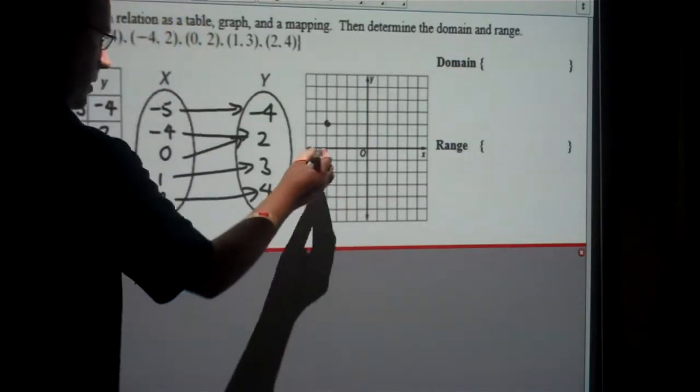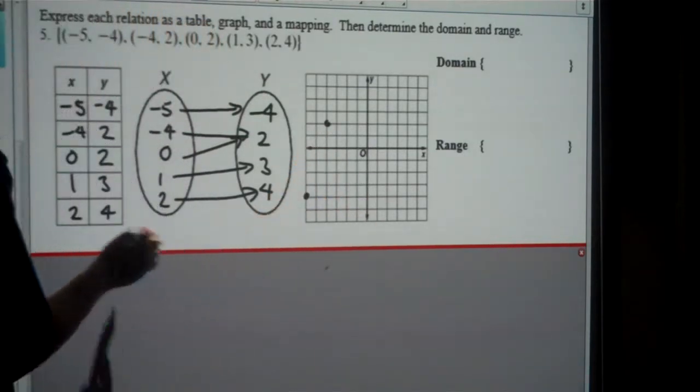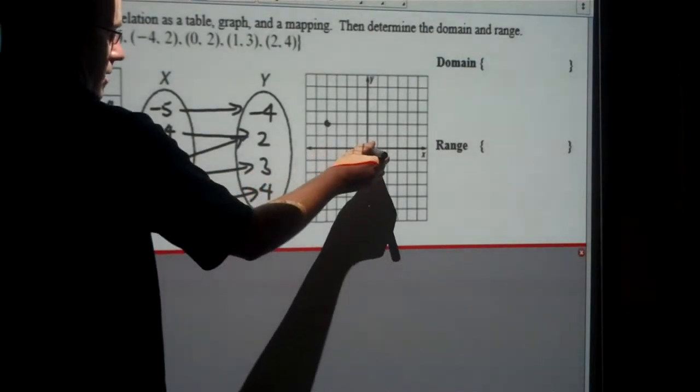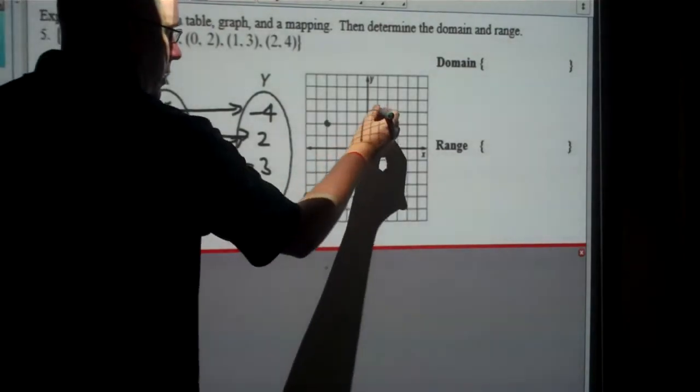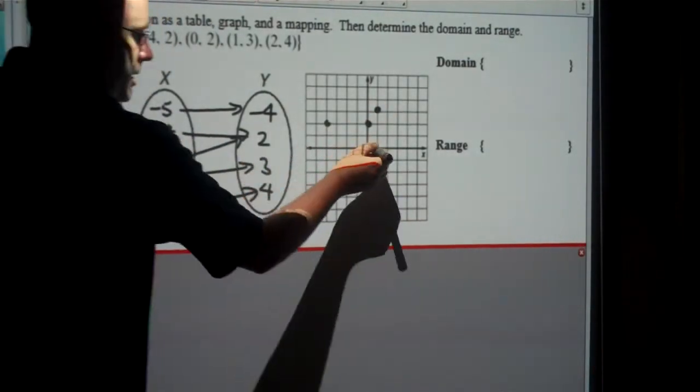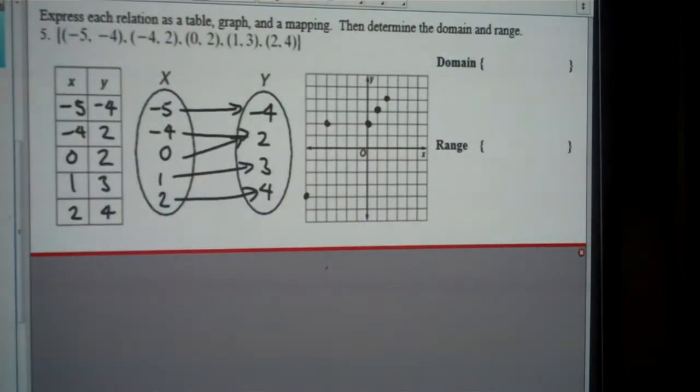Rid of that one. Unfortunately, I got rid of my other point as well. Let me put that back. 0, 2 means I don't go across any at all, but I go up 2. 1, 3 means I go across 1 and then up 3. And 2, 4 means I go across 2 and then up 4. So that would be my plots.